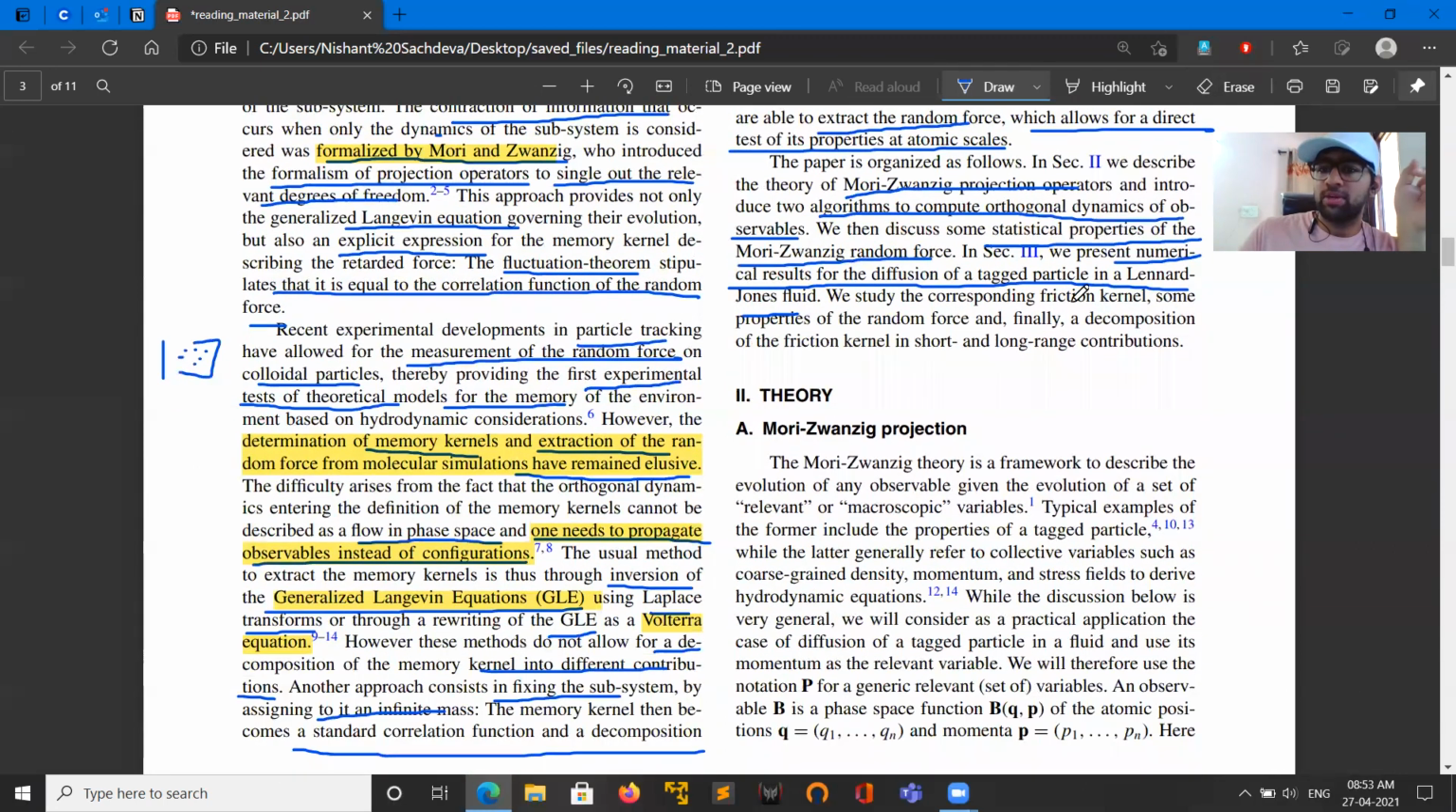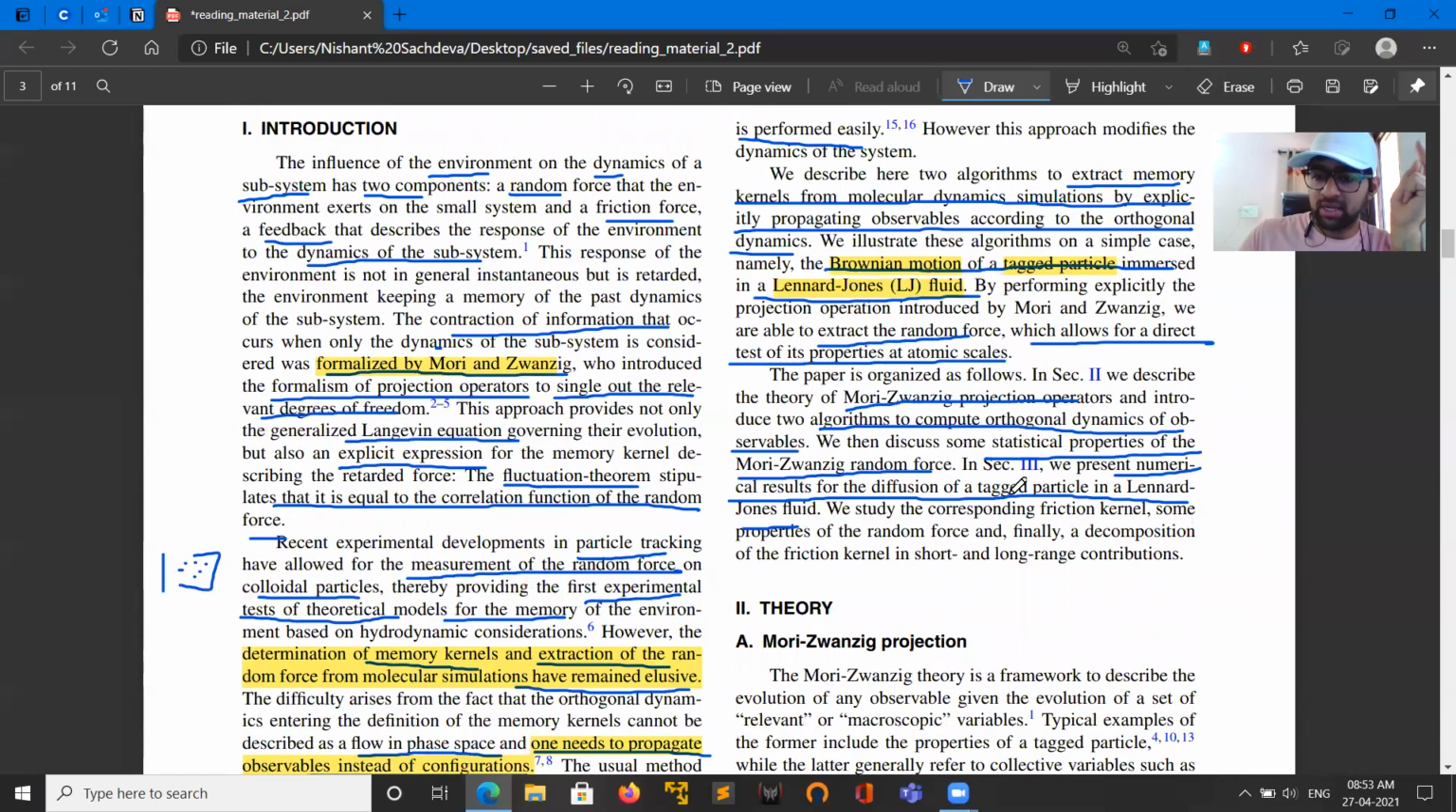Then they'll study the corresponding friction kernel. Some friction was the force that was coming out, right? So this friction and this random force. So they'll study the corresponding friction kernel, some properties of the random force, and finally they'll show how the decomposition of the friction kernel in short range contributions happens.